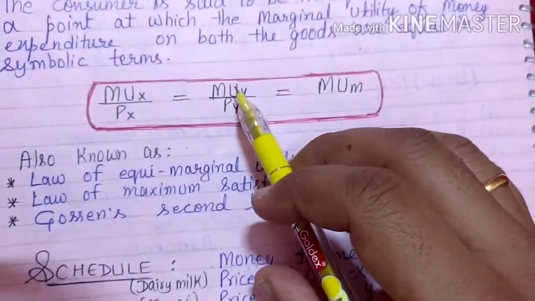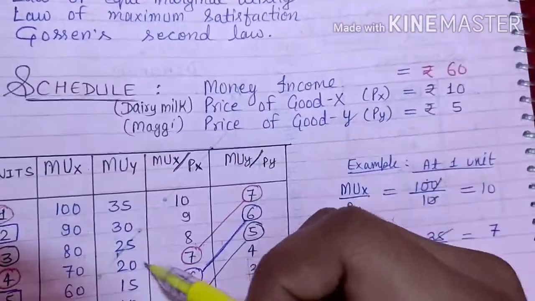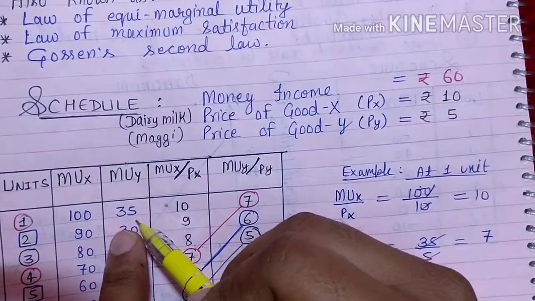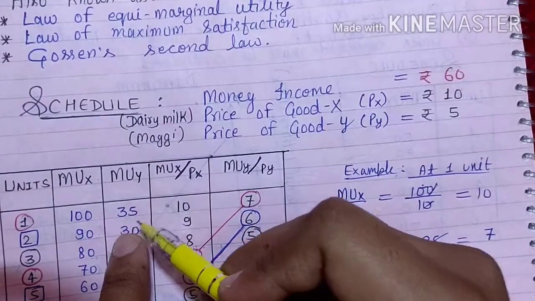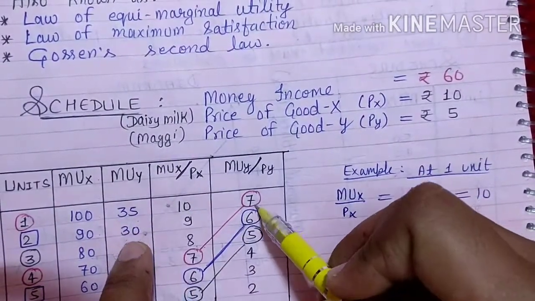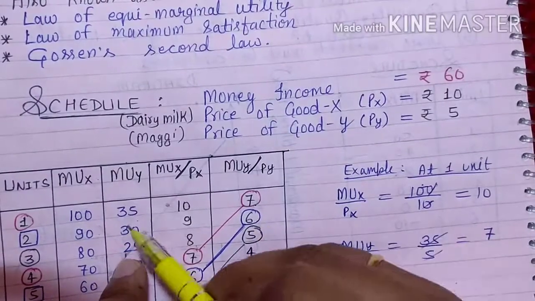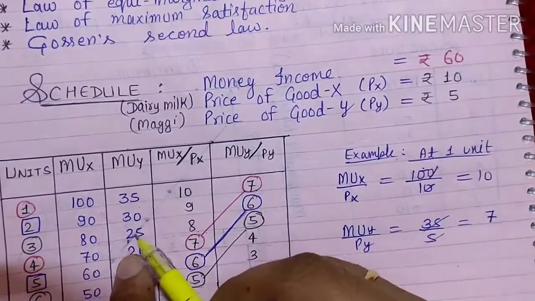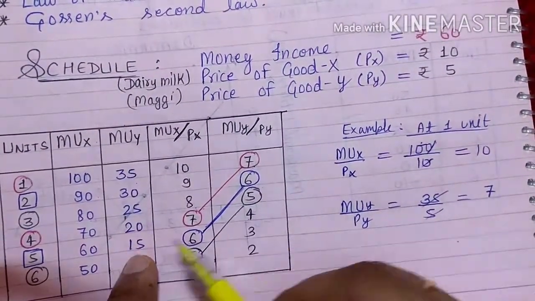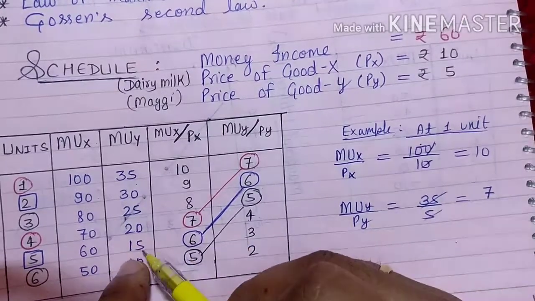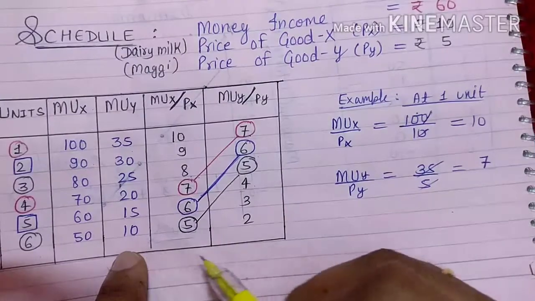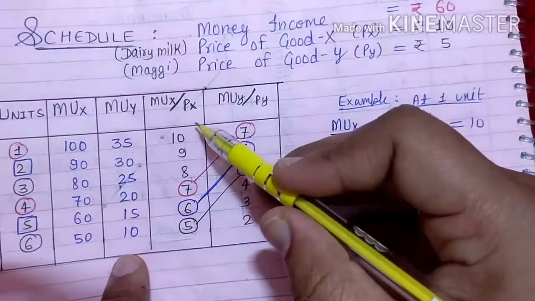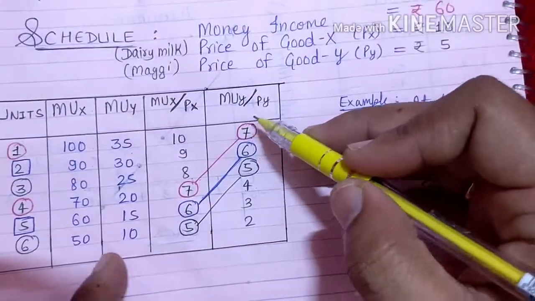Now we have to find MUY upon PY also. So 35 divided by the price of Maggi, rupees 5. 35 divided by 5: 5 sevens are 35, so 7 comes here. Then 30, so 5 sixes are 30, so 6 comes. Then 5 fives are 25, so 5 comes. Then 5 fours are 20, so 4 comes. Then 15 divided by 5 is 3, since 5 threes are 15. Then 10 divided by 5 is 2. So we got our MUX upon PX and also our MUY upon PY.